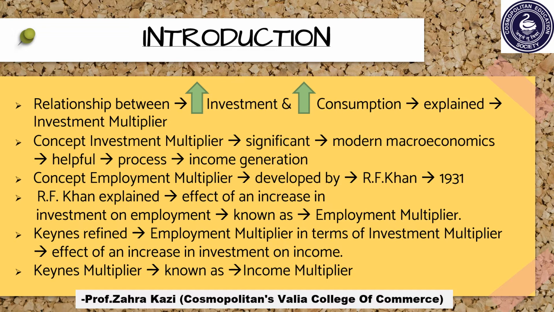The concept of employment multiplier was developed by R. F. Khan in the year 1931. R. F. Khan explained the effect of an increase in investment on employment. Later, Keynes refined employment multiplier in terms of investment multiplier, which shows the effect of an increase in investment on income. Therefore, Keynes multiplier is known as income multiplier.